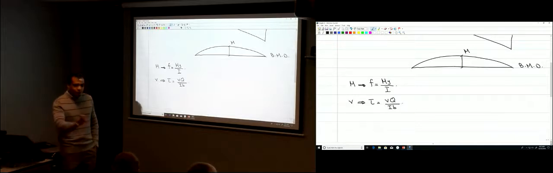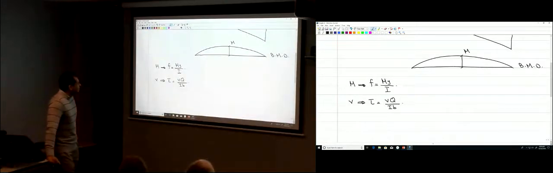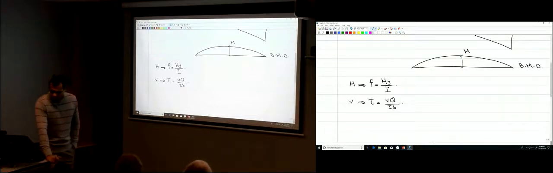JG is related to the torsional moment, okay? So VQ divided by IB. I is the moment of inertia. B is the width of the point where you're calculating your stress. Q is the moment of the area at the point, okay?